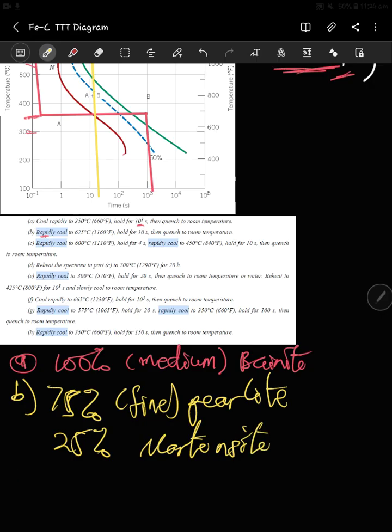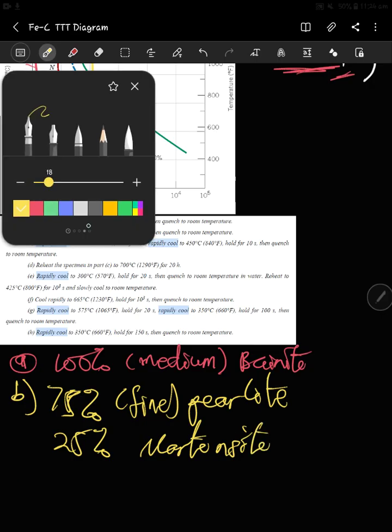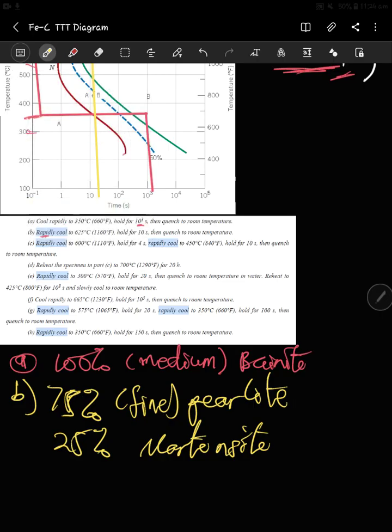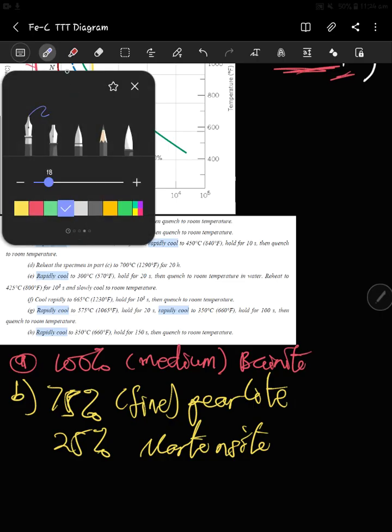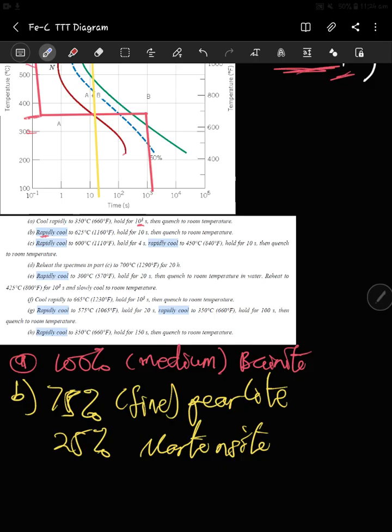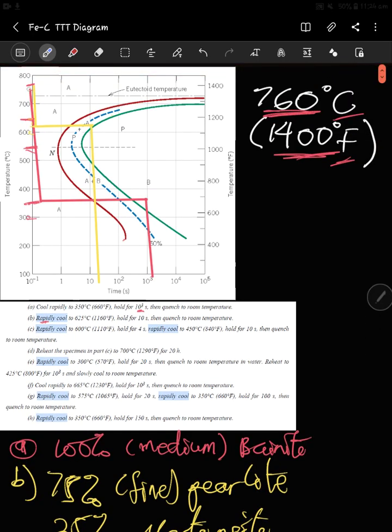And then what do we have for C? Let's see. C says we rapidly cool to 600, right? So we start from the 760 something, to 600, right? And then what do we do? We hold for 4 seconds. We know there's 1 second. Here is about five here. So the four is somewhere around. So we hold for 4 seconds.